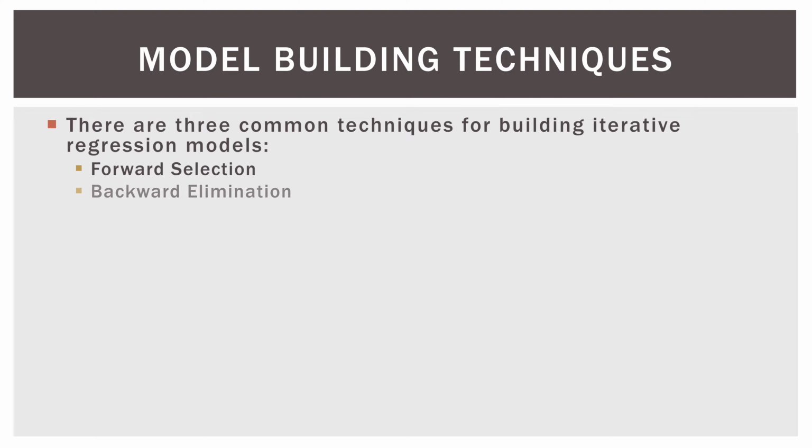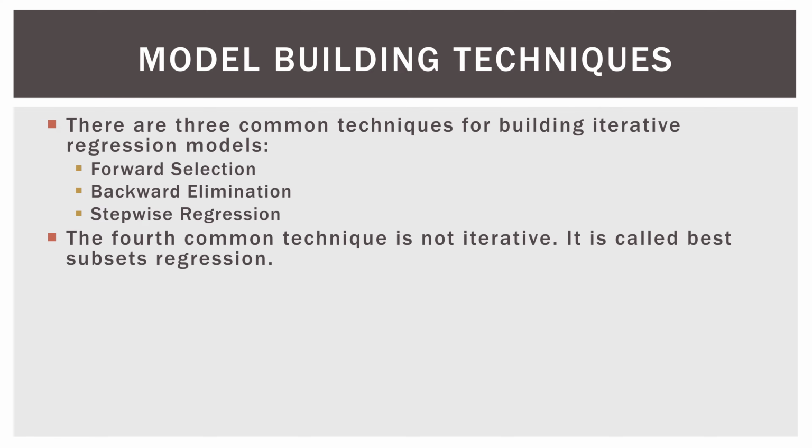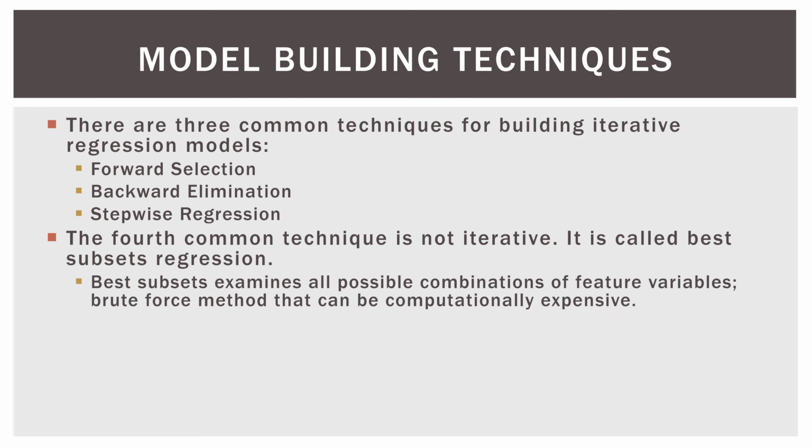So there are 3 common techniques for building iterative regression models: forward selection, backward elimination, and stepwise regression. You've probably heard of these before. The 4th common technique is not iterative. It is called best subsets regression. Now, best subsets examines all possible combinations of feature variables. It is a brute force method that can be computationally expensive.